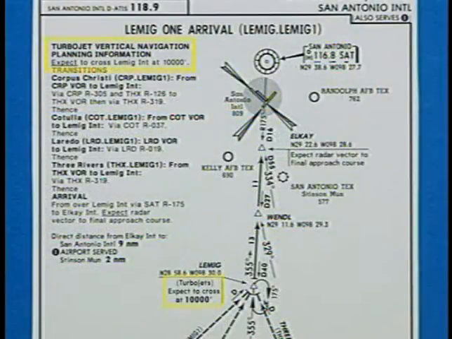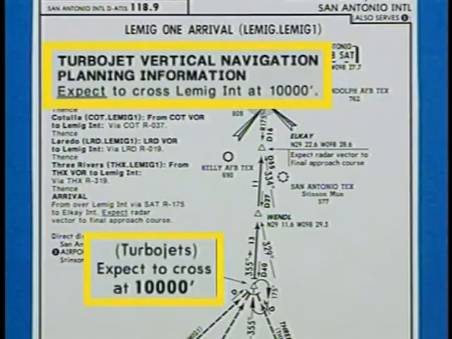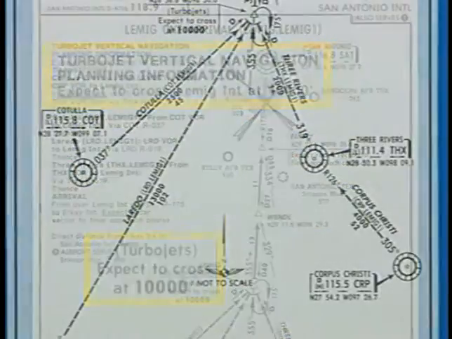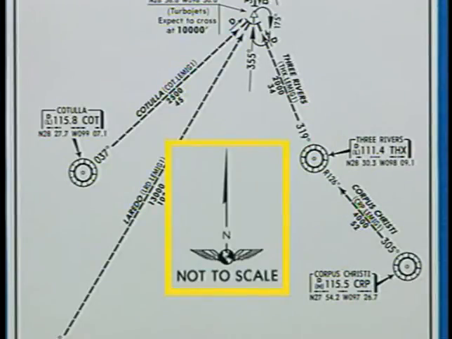The Lemig 1 arrival also contains information that will help jet pilots plan their descents. The vertical navigation planning section on some STARs may contain several altitude step-down fixes. Because of the large geographic area covered by standard terminal arrival routes, many of these charts are not drawn to scale.